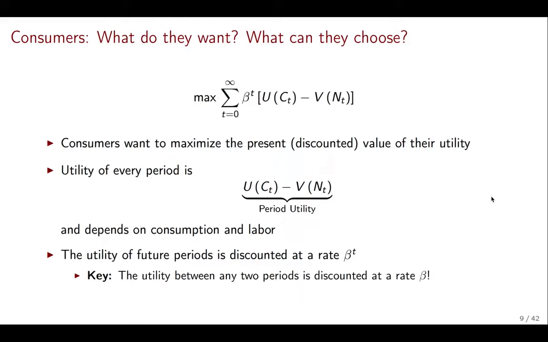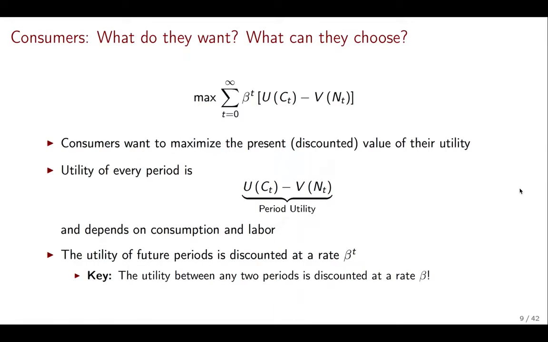As always, we should be asking, what do they want, what can they choose, and what are they subject to? What they want is to maximize the present discounted value of their utility. This is similar to when we had the utility in period 1 plus the utility in period 2, and we had our discount factor beta. Now, this is how it looks when you have infinitely many periods. You're taking this period utility that depends on consumption and labor. Labor is bad and consumption is good, hence the minus here. And you're just adding it for every single period, but every period into the future is going to be discounted with this factor beta^t.